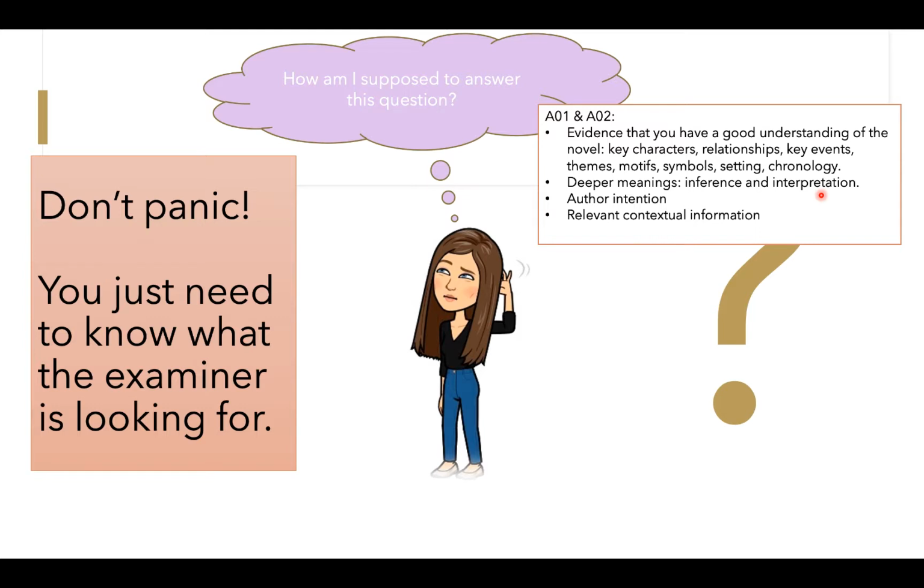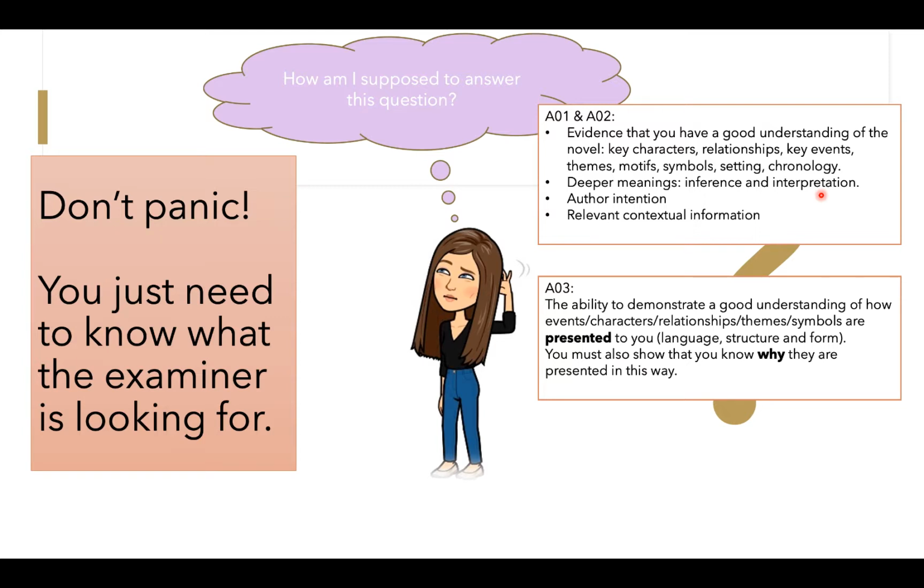And use of relevant contextual information. As I've said in my previous videos, please don't just bolt on contextual information. If it helps to support your interpretation, if it helps for you to talk about author intention through using context, then by all means do it. Don't just bolt it on at the end of a paragraph because you've forgotten to do it so far.